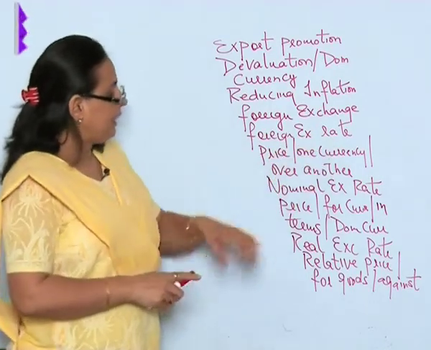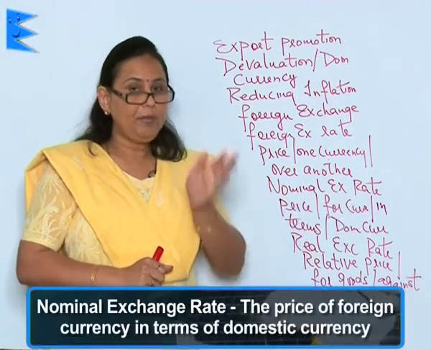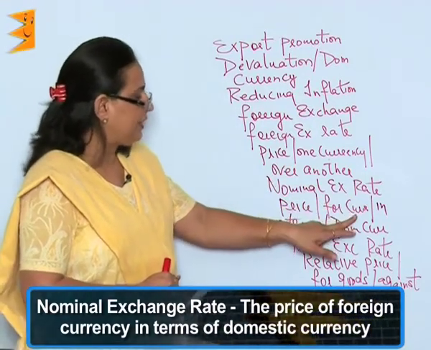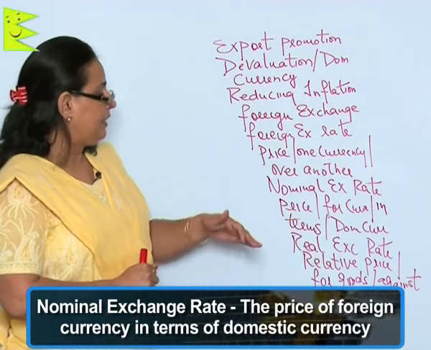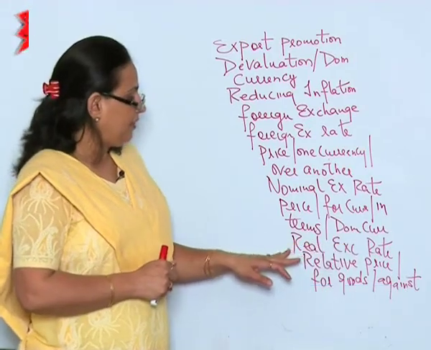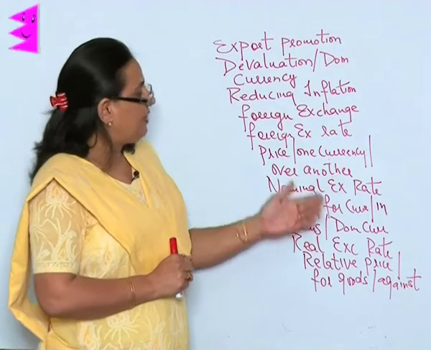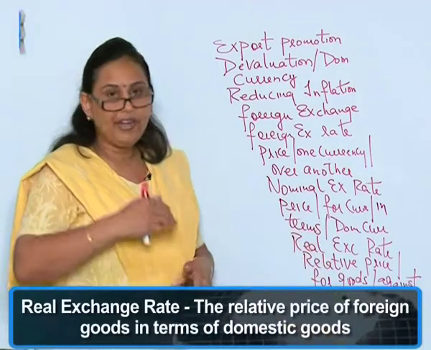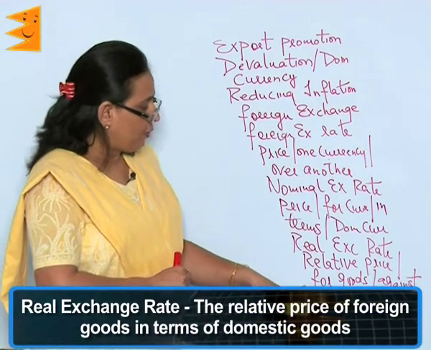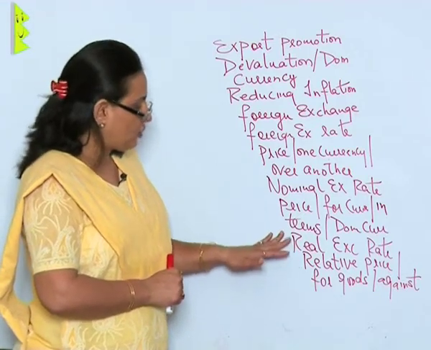Then there is something called the nominal exchange rate. The nominal exchange rate is the rate of the price of the foreign currency, and thus this is in terms of the domestic currency. Next we have the real exchange rate. The real exchange rate is in fact different from them because it talks of a relative price of the goods, that is the foreign goods against the domestic goods, and that is termed as the real exchange rate.